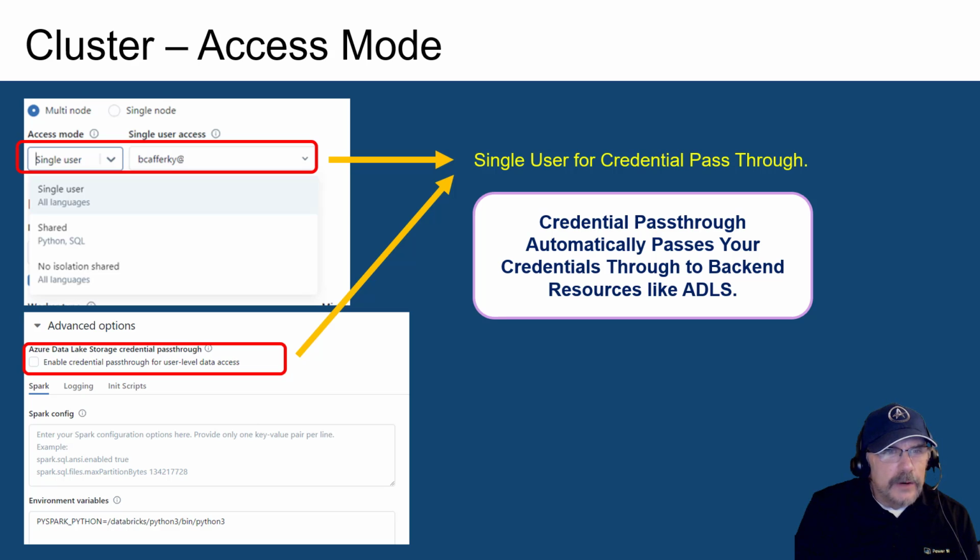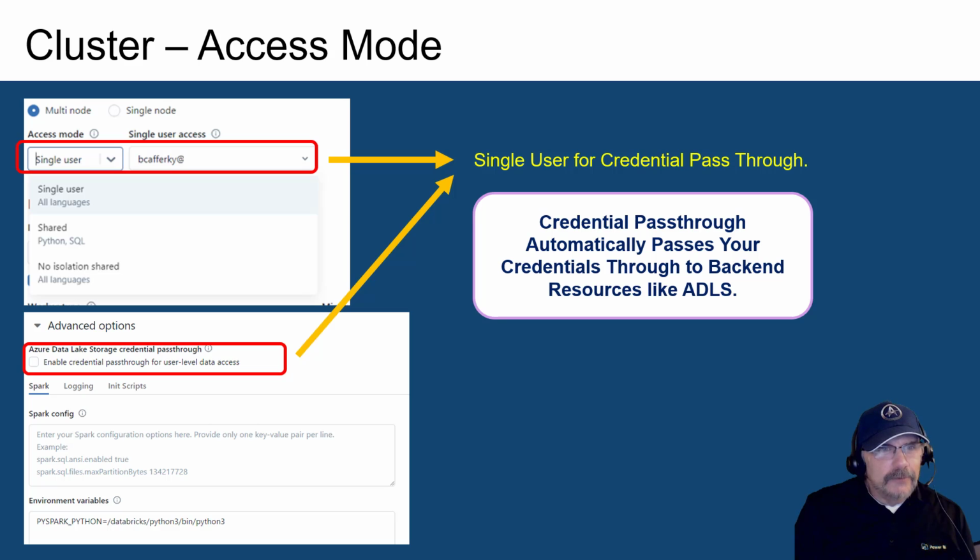And in my case, it would have your account. So my bkafke at yada, yada, yada. When I pick single user, I have the option, you can see below under advanced options, you have to expand this tab below so you can see the options within it. But one of them is a checkbox to enable credential pass-through for user level data access. What that means is if I have blob storage or ADLS Gen 2 storage, or some other resources I need to connect to and use from my Databricks workspace, I can authenticate to that resource by having Databricks automatically pass my credentials through. So it knows who I am and says, oh, I know Brian, you're allowed to use this.